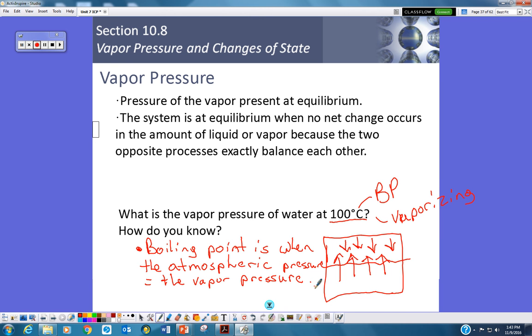A pressure cooker works on the same phenomenon. It doesn't have to get that hot, but as you remove pressure, it increases the escape velocity of those molecules. So it basically boils at a very low temperature.